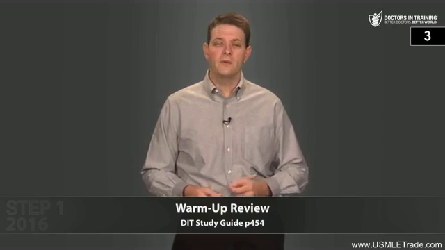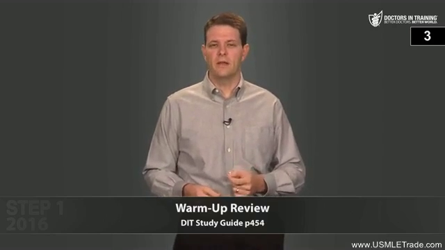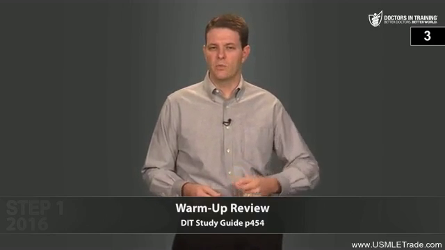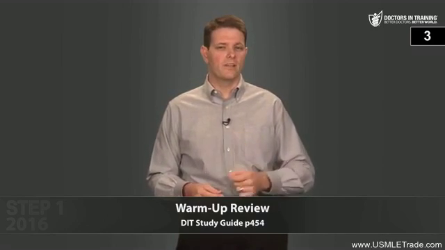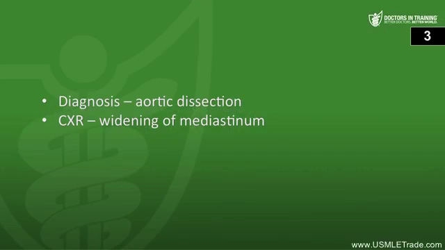Next, a woman with a history of hypertension presents with a sudden onset of sharp, tearing chest pain that radiates to the back. What's the most likely diagnosis, and what would be seen on a chest x-ray? Well, this is a classic description of an aortic dissection. And the classic chest x-ray finding would be widening of the mediastinum.